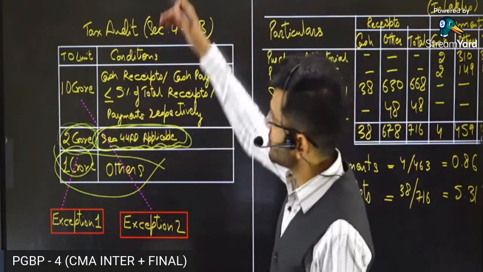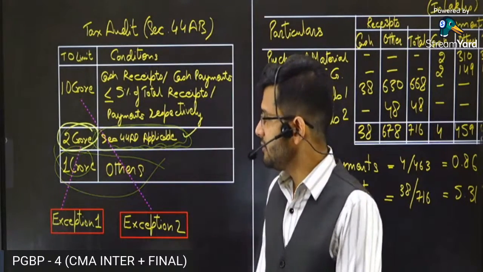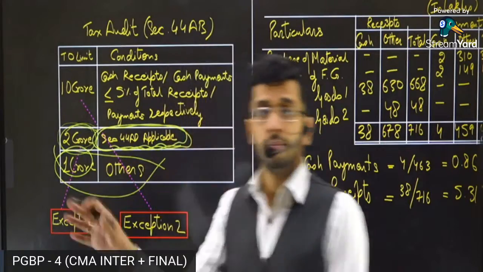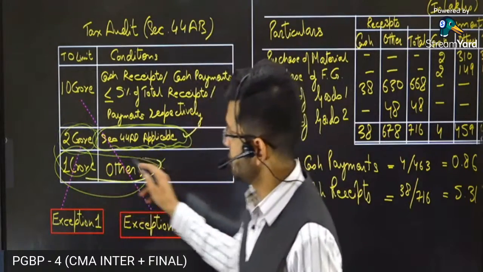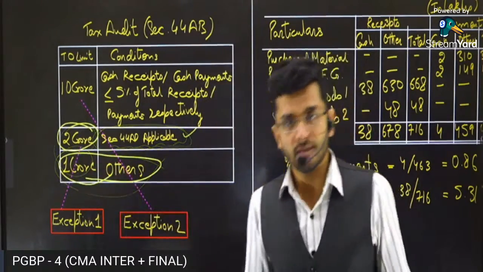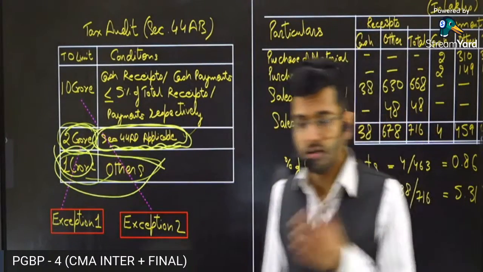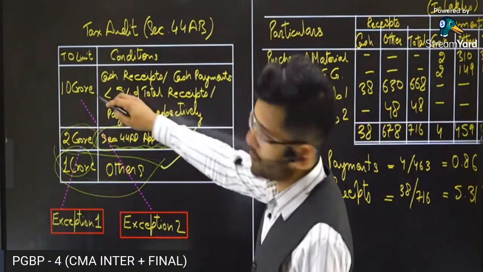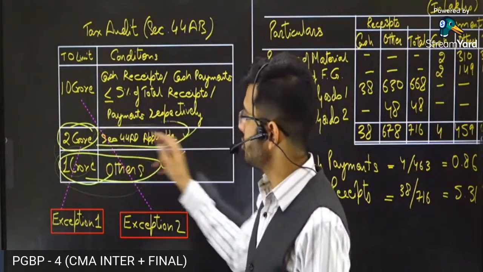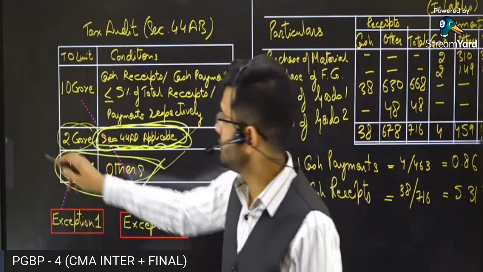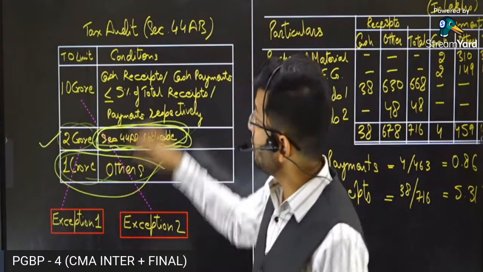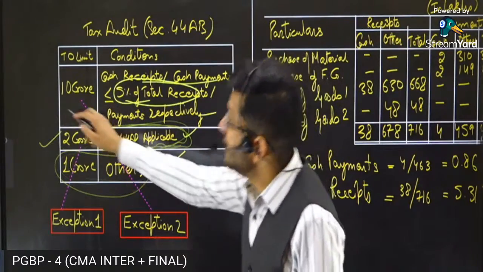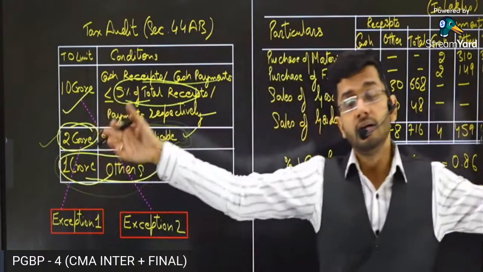These are the tax audit limits which you are required to fulfill. So the general limit is 1 crore. If your turnover is above 1 crore, then you are required to get your tax audit done. There are two exceptions: if you are covered under section 44AD, then your turnover limit increases to 2 crores. And if your cash receipts and cash payments are less than 5% of the total receipts and total payments, then your turnover limit is even higher, 10 crore.